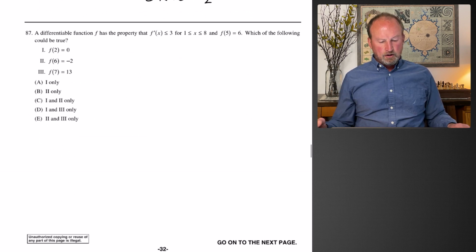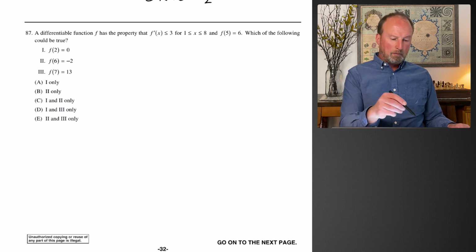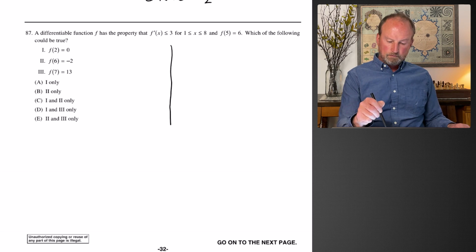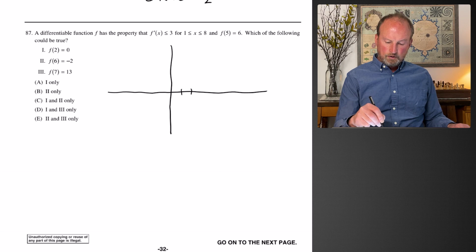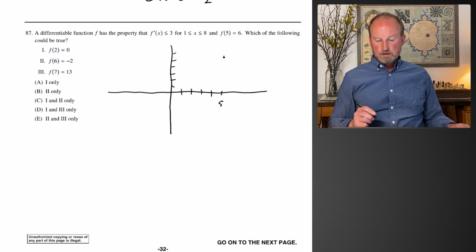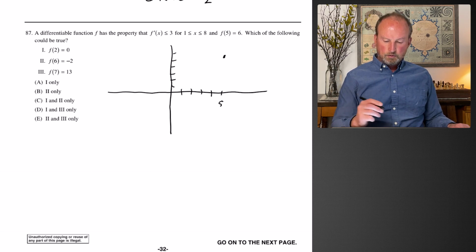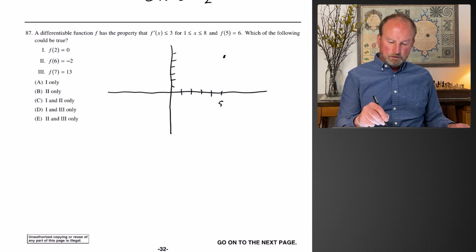Question 87. Differentiable function f has a property that the derivative is less than 3 everywhere between 1 and 8. f of 5 is 6. Which of the following could be true? Okay, I'm going to make a little graph. f of 5 is equal to 6. I'm going to have to get way up there to 13, but it's all right. We'll see if we can make this work. So f of 5 equals 6.